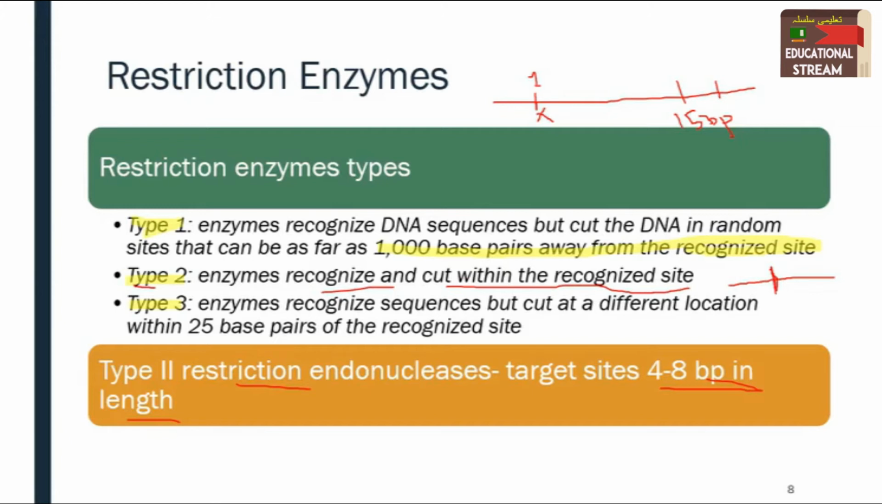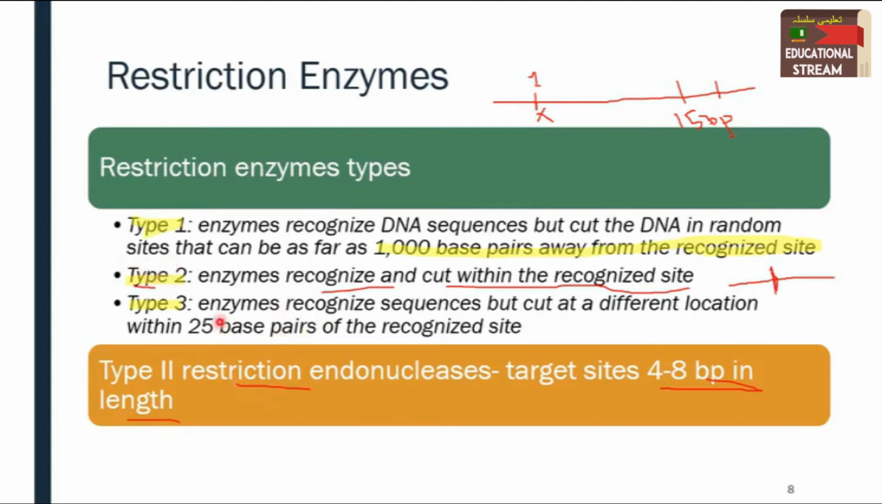Then come the type 3 restriction endonucleases. These recognize a sequence, but they make a cut at a different position, which is 25 base pairs away from their recognition site. They also use cofactors like ATP and magnesium ions, and they require additional cofactors if they are involved in DNA methylation.